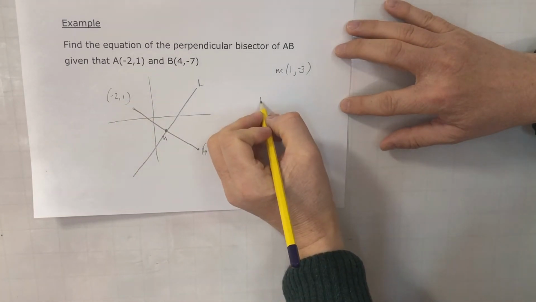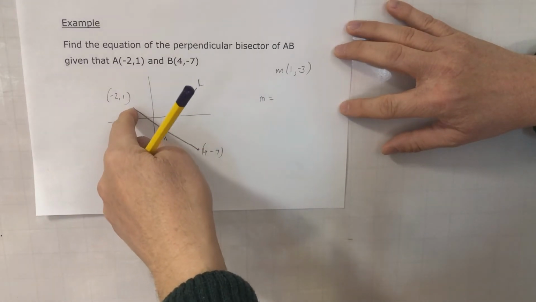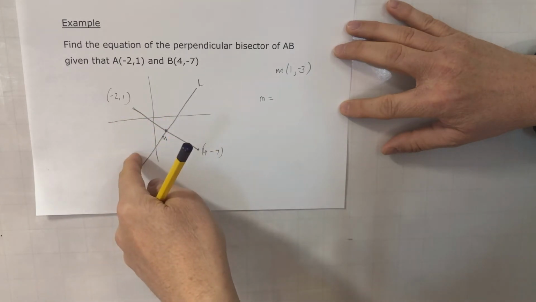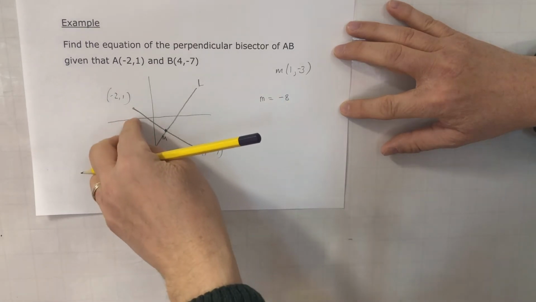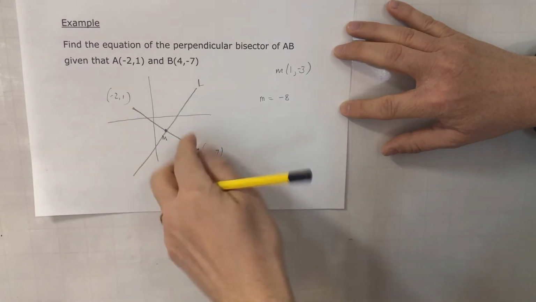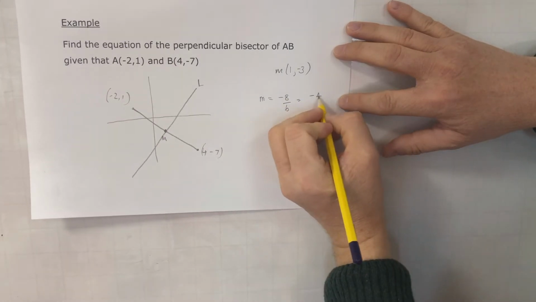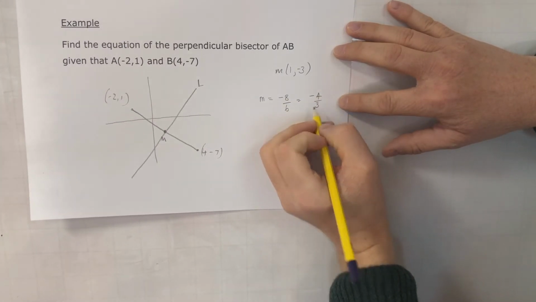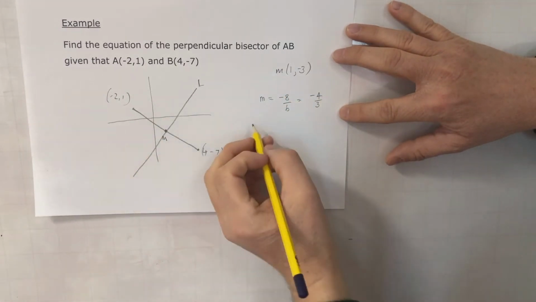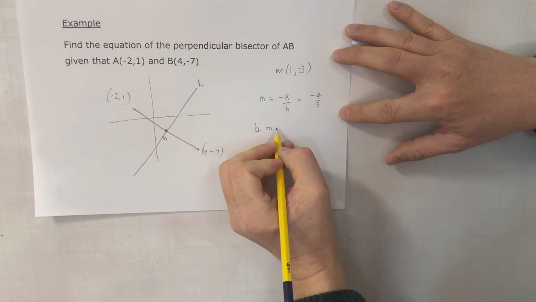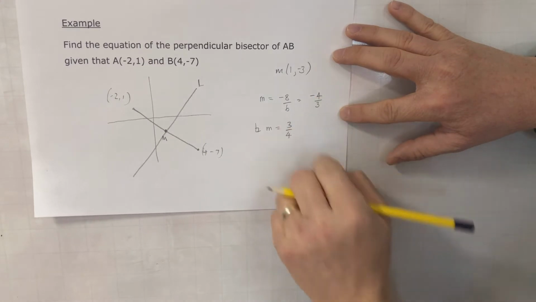So the gradient of AB is equal to the difference going down here is negative 8, 1 unit and 7 units. Going across, we're going to cross 6, and we can cancel that down because equivalent fractions, we can half that and half that. I'll leave it like that, because then the gradient of our line, the perpendicular gradient, will be the reciprocal of that, and that's minus, so that'll be plus.